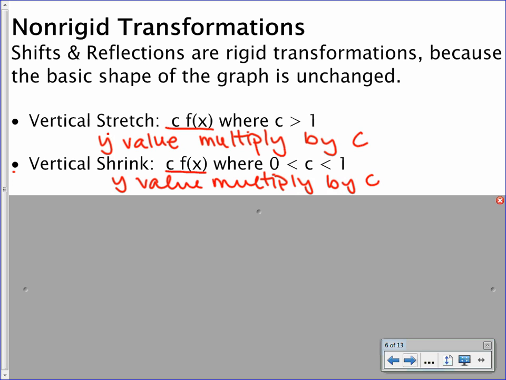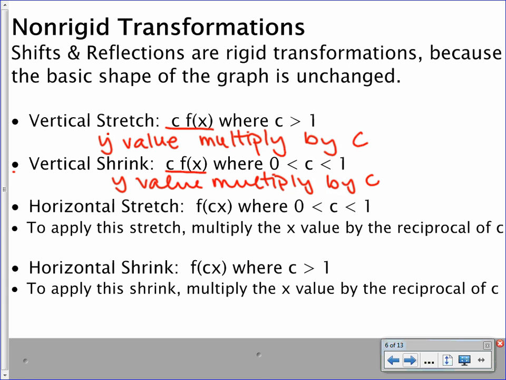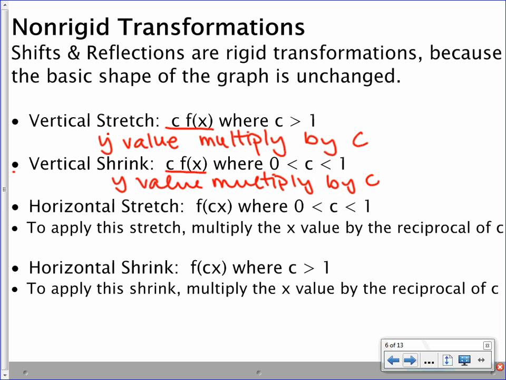Now, we have a horizontal stretch and a horizontal shrink. These are backwards from our vertical stretches and shrinks. They affect them the same way, but backwards, okay? First of all, if we talk horizontal, we're talking about affecting the x values. So our c is now going to be inside of our function, okay? So our horizontal stretch and shrink, our c value was multiplied inside. But notice how our stretch is when c is between 0 and 1, and our shrink is when c is bigger than 1. Okay, so those get flipped.